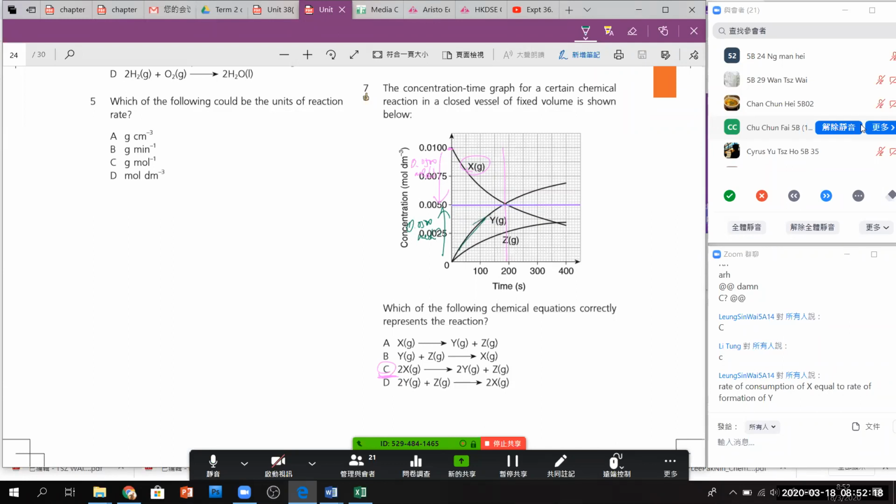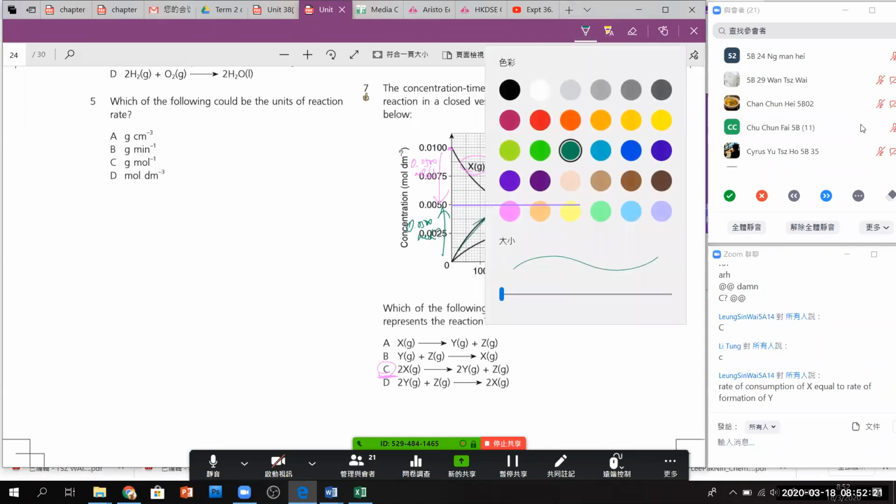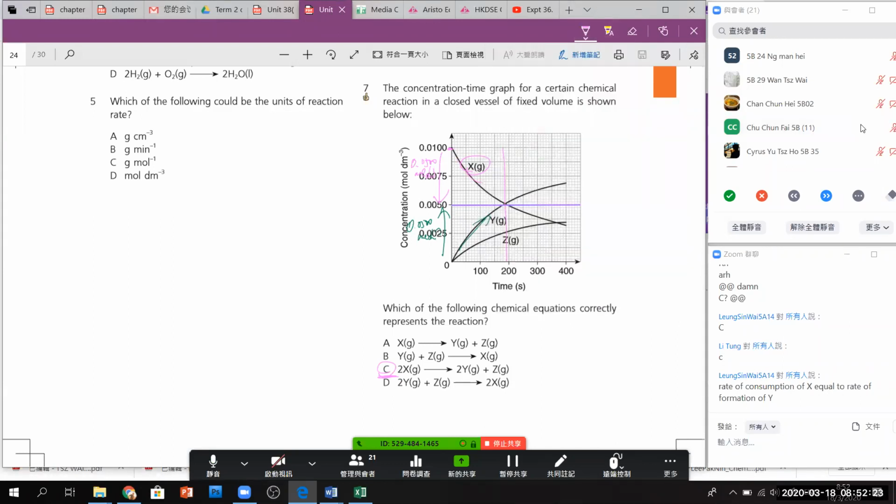Do you understand? All of you. So you may find that X and Y should be in mole ratio 1:1, and X drops while Y increases. So X should be on the left hand side, while Y should be on the right hand side. So it is a reactant and product respectively. Can you get my point?